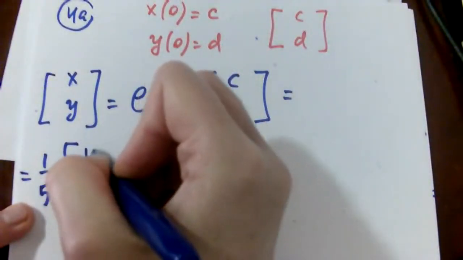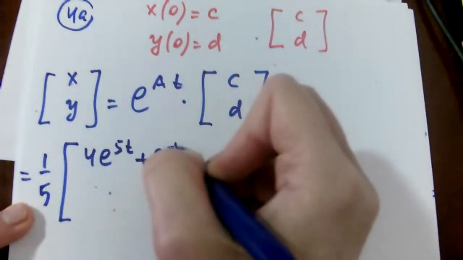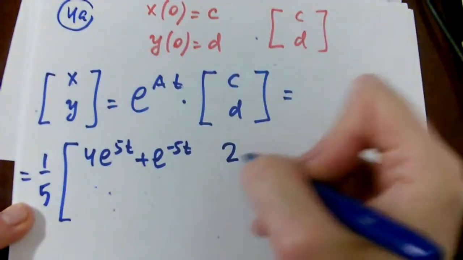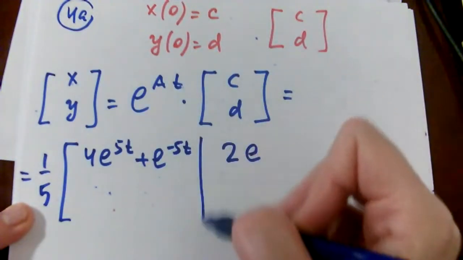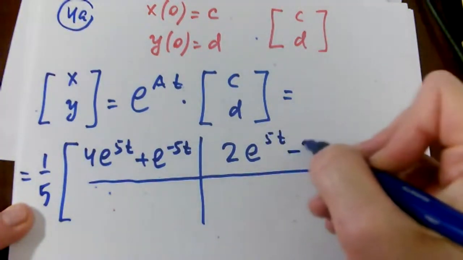So how does it look like? 4 e to the power of 5t plus e to the power of minus 5t. This guy was 2. Maybe I better put vertical bars because my writing gets a little bit messy.